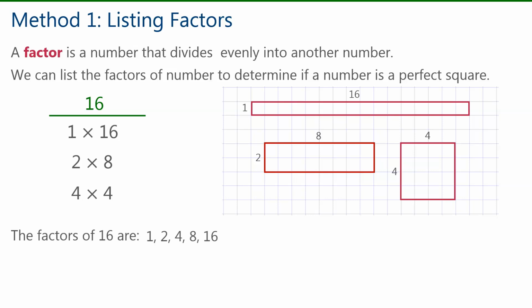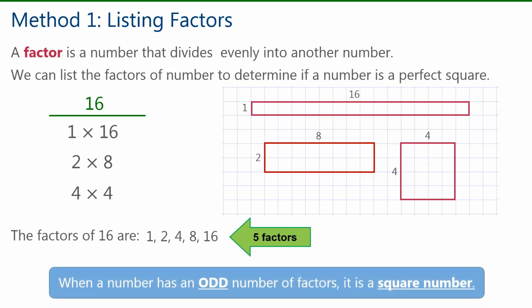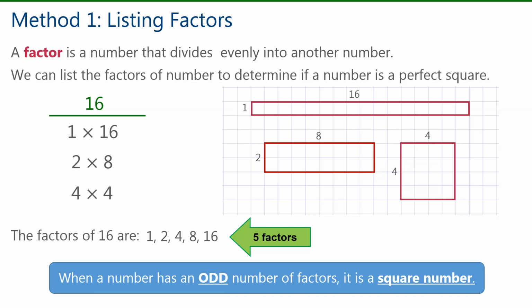So note here that any factor that occurs twice, in this case 4, is only counted as one factor. So this gives us a total of 5 factors. And since 5 is an odd number, 16 is a perfect square. When the numbers are listed in ascending order and the number is a perfect square, the middle number is the square root. So here we can easily see that 4 is the square root of 16.